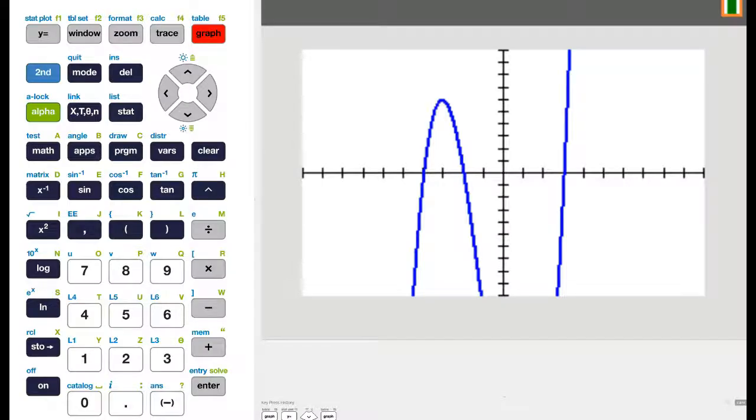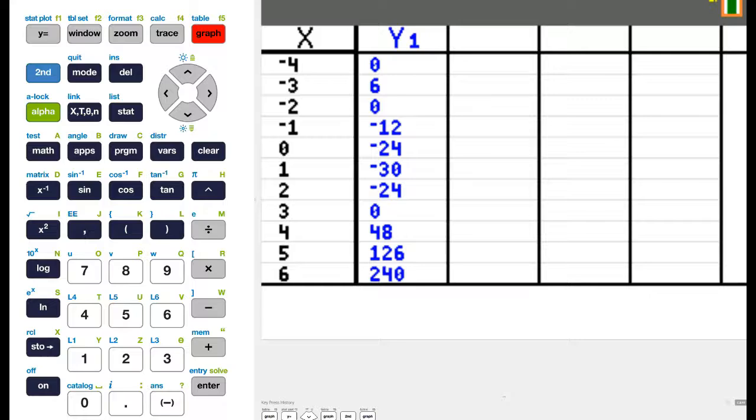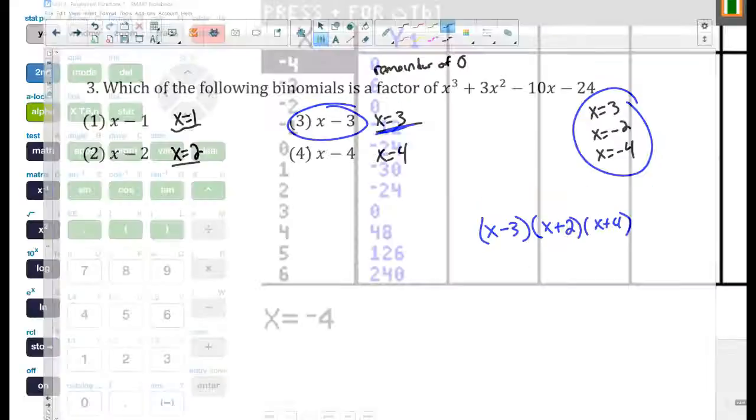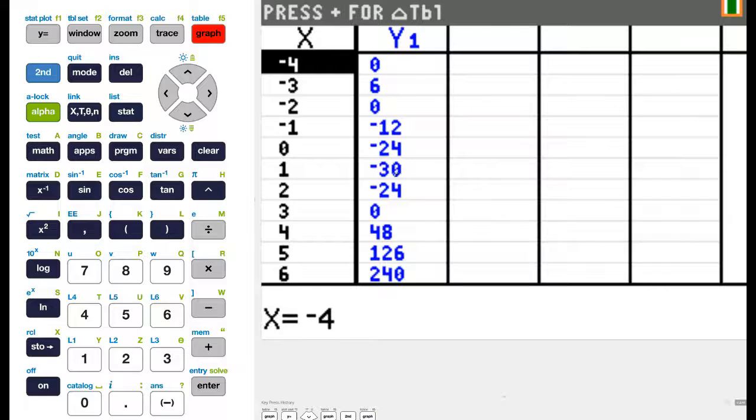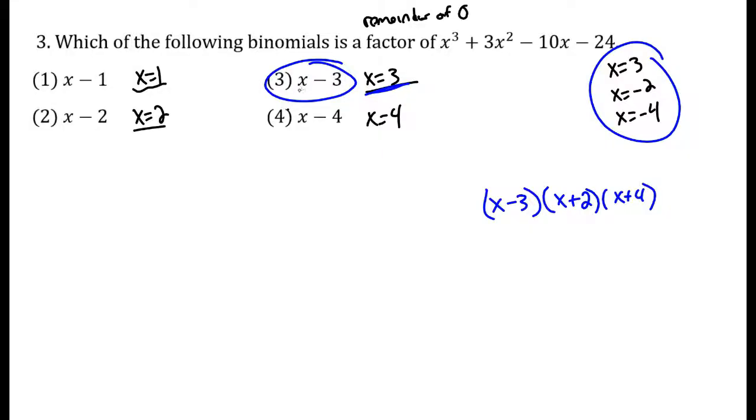Another way you could have done this is by looking at the table and seeing what happens when I plug in the numbers. What was the first number we were plugging in there? A 1. When you plug in a 1, you get -30. You get a remainder of -30 when you divide by x minus 1. You get a remainder of -24 when you divide by x minus 2. There's that 0 I was looking for at x equals 3. So because x equals 3 is a 0, x minus 3 is a factor. Your calculator is a very, very powerful tool in this case.